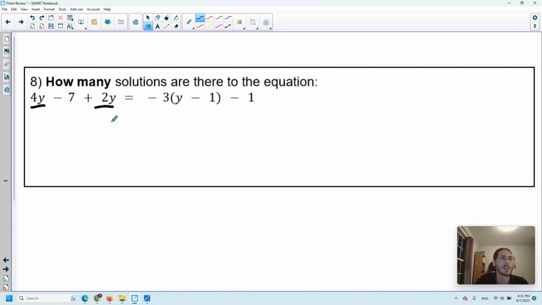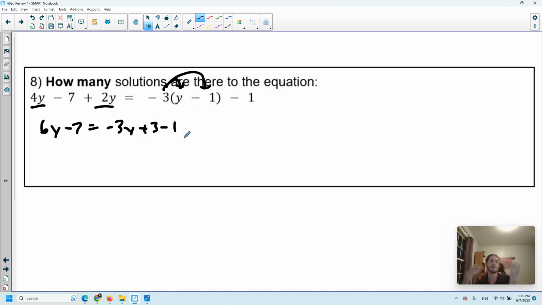So I'm going to combine like terms over here. So 4y plus 2y is 6y. Over here, I do feel like distributing this is going to be easiest. I don't think I want to divide by negative 3 because then I would have a fraction over here. I don't think that that's going to help me out too much. So negative 3y plus 3 and then minus 1.